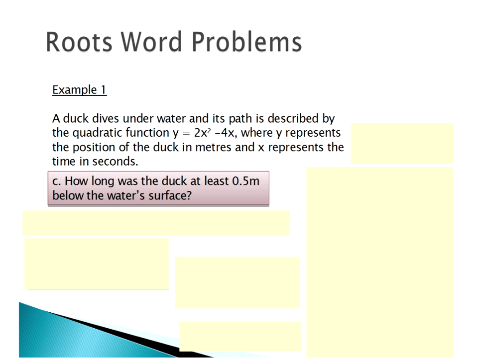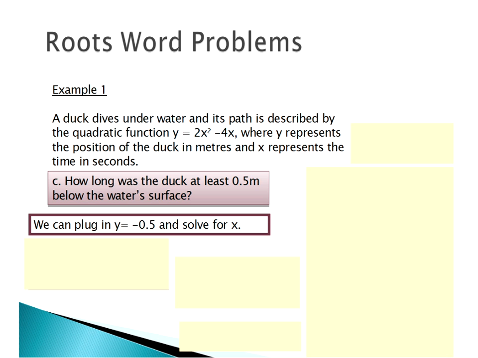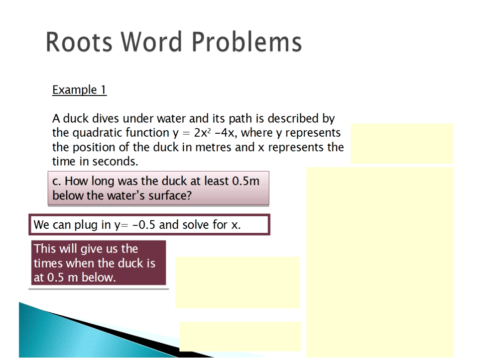How long was the duck at least 0.5 meters below the water surface? So how long, again, is a time. I'm going to plug in y equals -0.5. This will tell me when the duck is 0.5 meters below. Okay, so, make one side equal to 0.